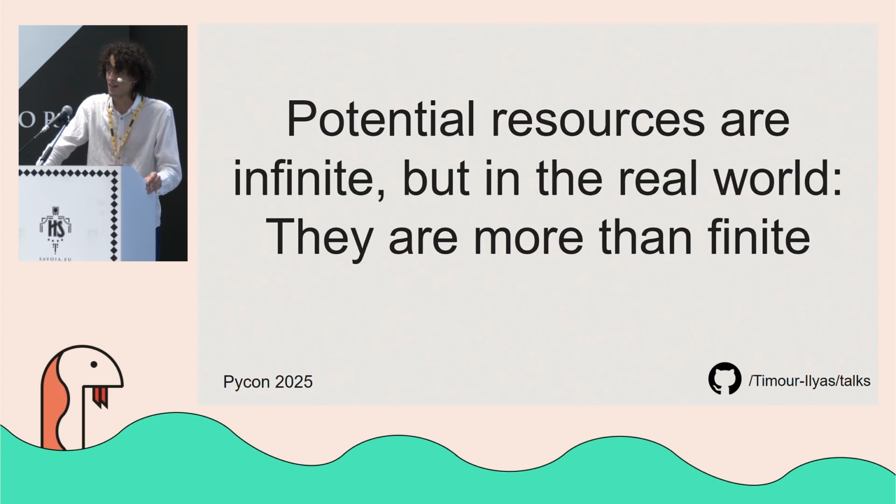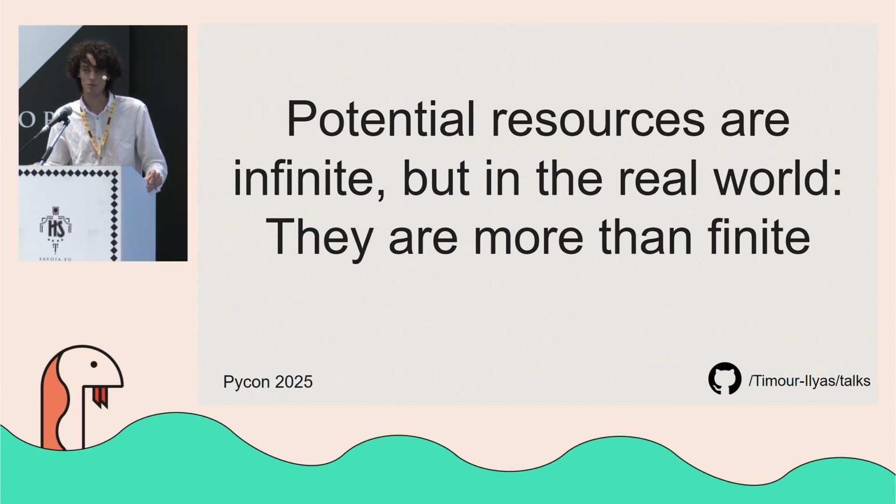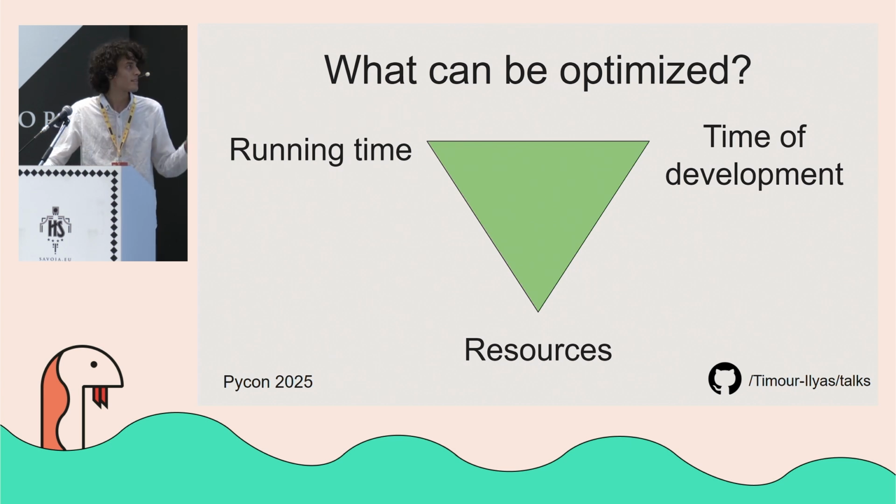And I have an economics student friend who once told me that potential resources are considered infinite, but we are in the real world, and so they are more than finite. And in fact, in this context, but always in software engineering, we have to find the best solution between the running time of the program, the time we need for developing it, and the resources. And these are not in a constant relation, because as you know, there is the paradox that the more software engineers you hire, the efficiency doesn't increase linearly.